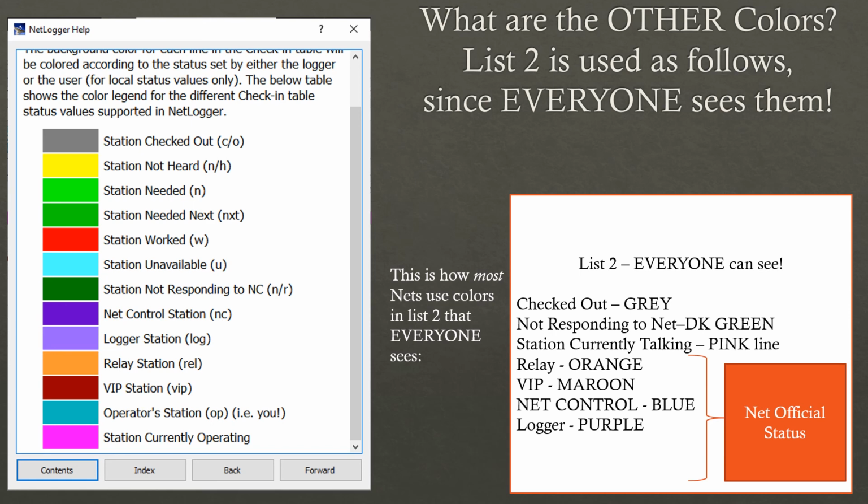The net control operator is going to be a blue color, and the logger station is going to be a light purple color. And if you look in the window to the left, you can see all of the different statuses with their shortcuts C/O, N/H, and all the different colors that you may encounter in NetLogger. And you can pull this up by pulling down the edit menu, and you can see the colors. It'll pull this window up, and you can see what the different colors mean at any time.